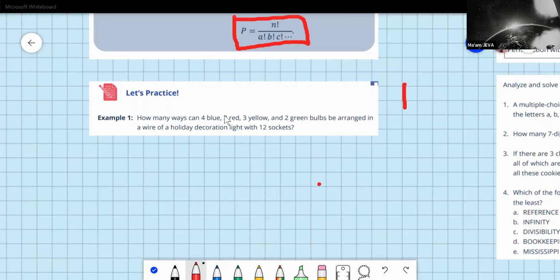Okay, what is our n? How many bulbs are there, or how many objects are there in all? So that will be our n. How many objects are we going to arrange, no matter what color.